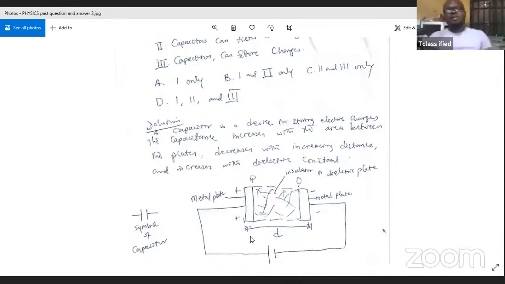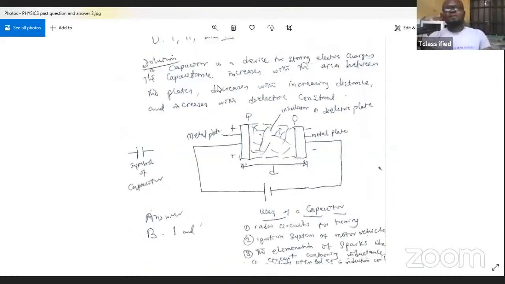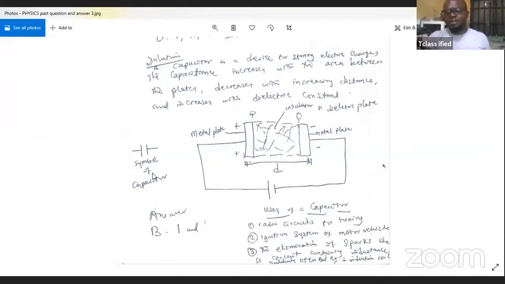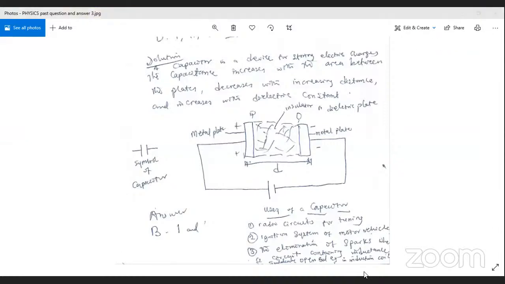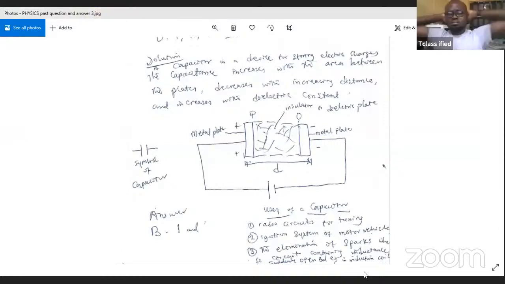So this is the symbol of a capacitor, but take note of these facts that I wrote here. Should I send you this soft copy? Do you need it, or are you writing down immediately? So I'm writing it down. Okay, right. So get all those. Okay, so let's move forward.